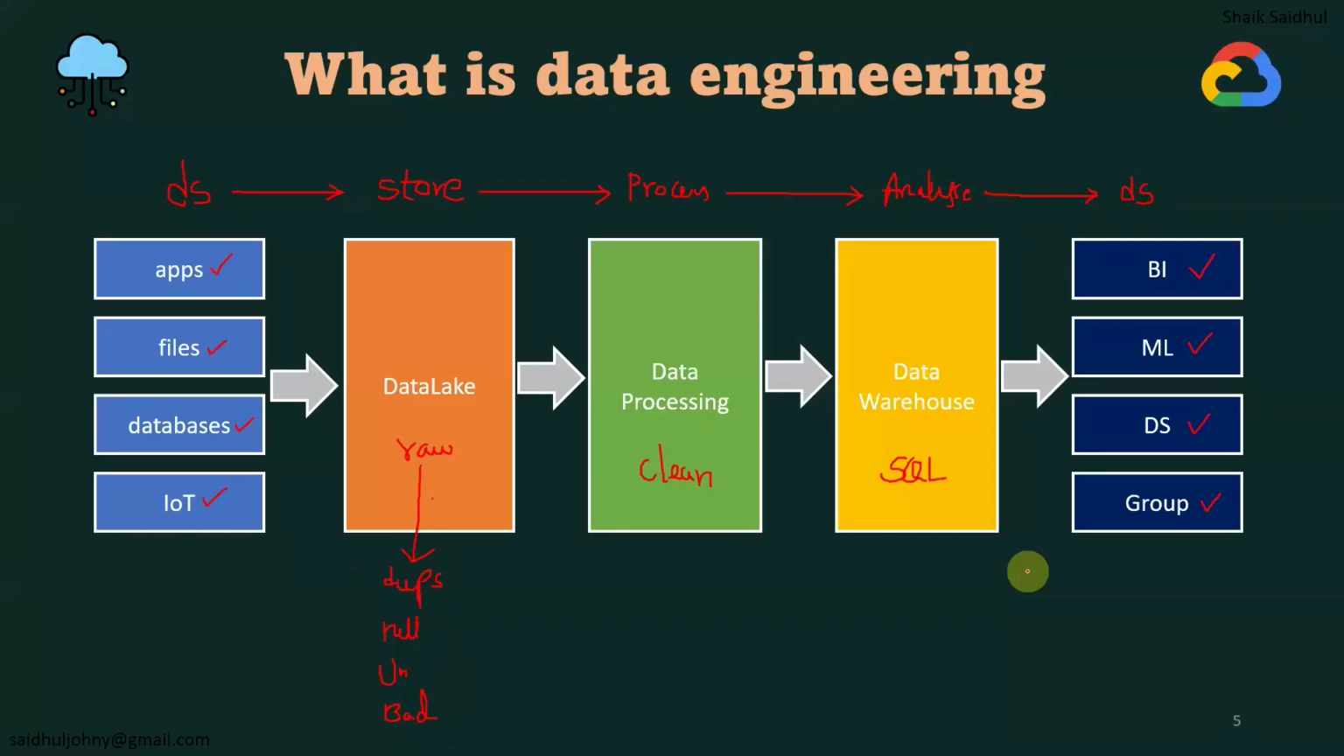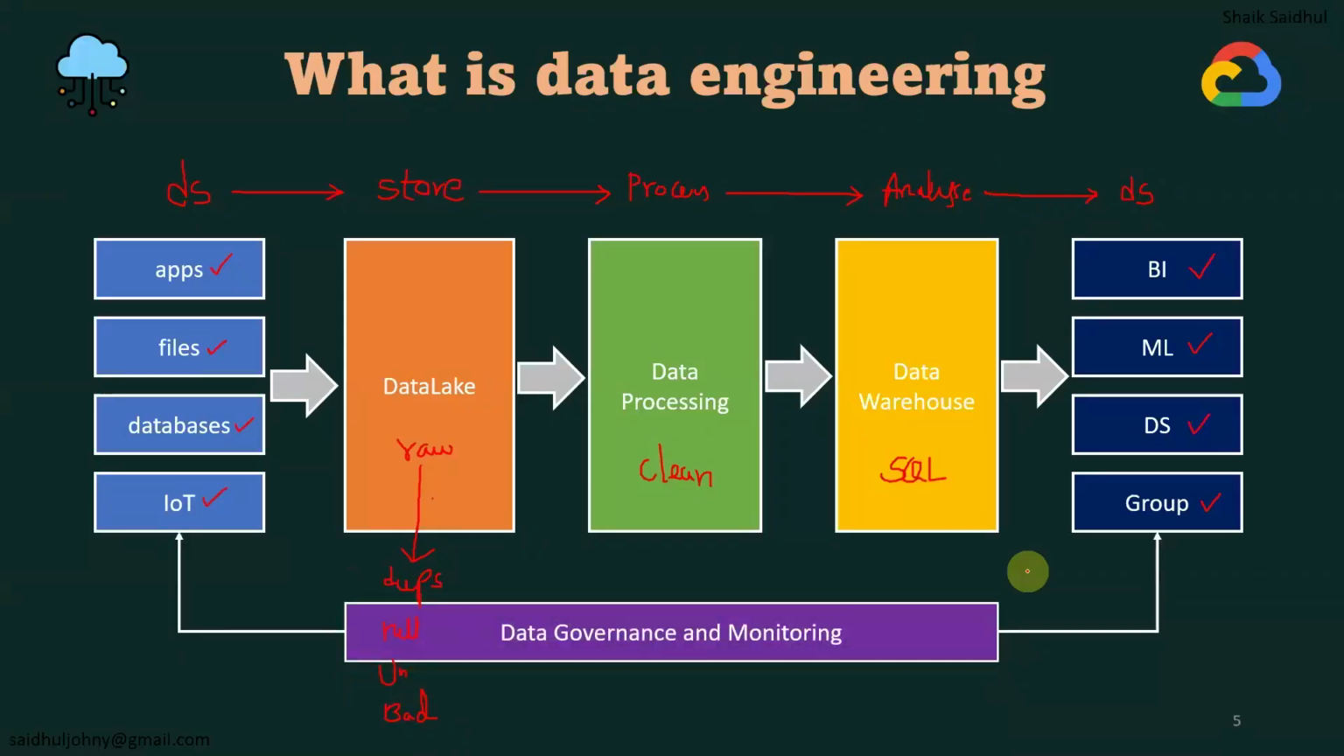In addition to this, we will also do data governance and monitoring to make sure that the data is accurate and complete throughout the system. So this entire process of activity that we do for data analysis and business improvement is called data engineering. This entire process we call data engineering, guys, right?